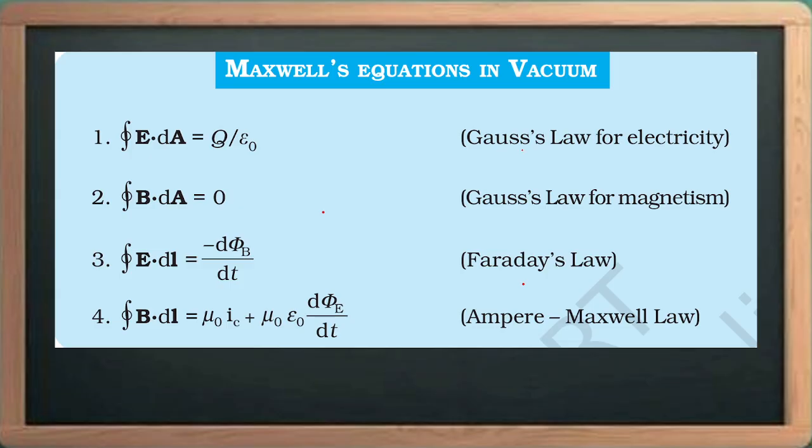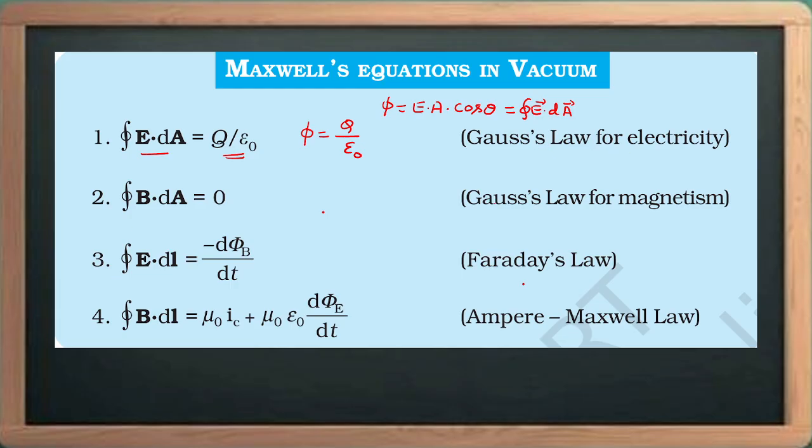So first one is Gauss law in electrostatics. Actually, you have studied this formula, that is phi is equal to Q by epsilon naught. That phi can also be written as what? Phi is given by E into A into cos theta. Correct? The integral form of that is given like this: integral E dot dA is Q by epsilon naught. That's why it is Gauss law in electricity.